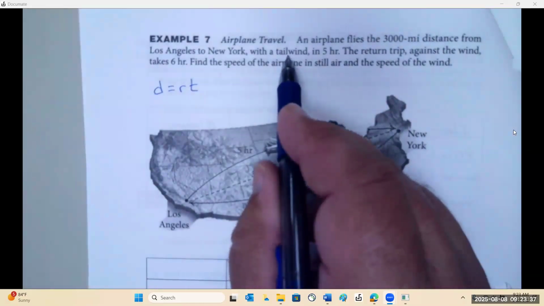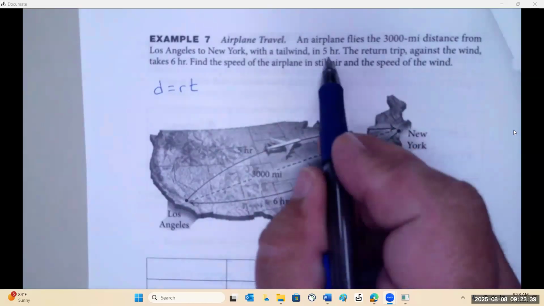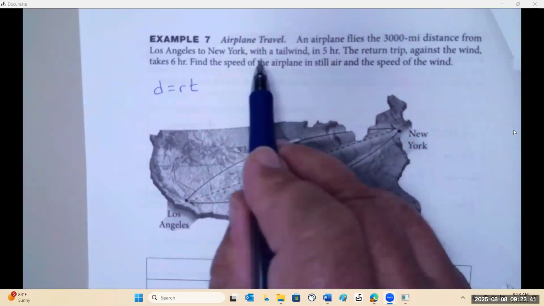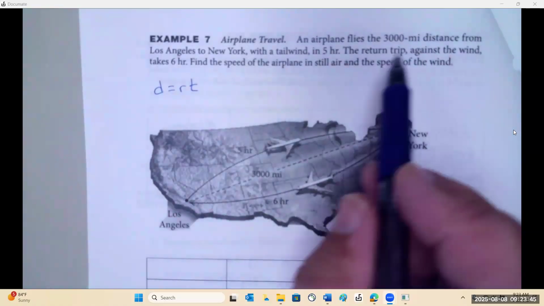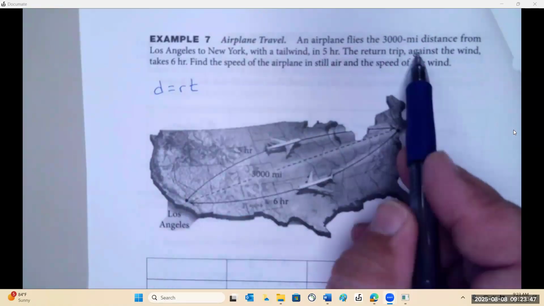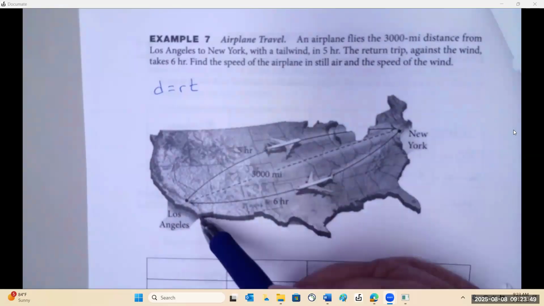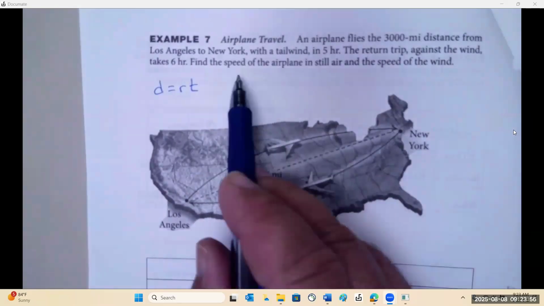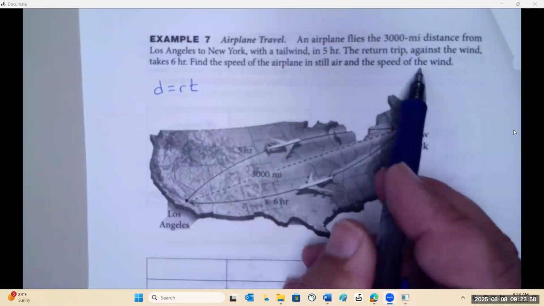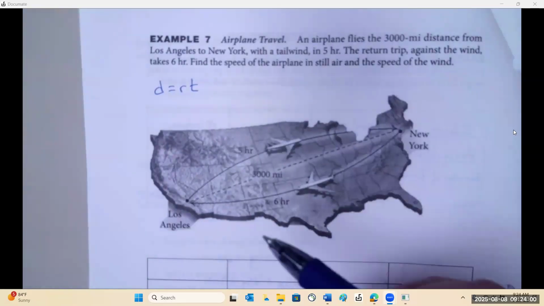A tailwind is wind that's pushing the airplane faster. So we know it's going from Los Angeles to New York in 5 hours, but the return trip from New York to Los Angeles takes 6 hours because now you have a headwind. Find the speed of the airplane in still air and then the speed of the wind.